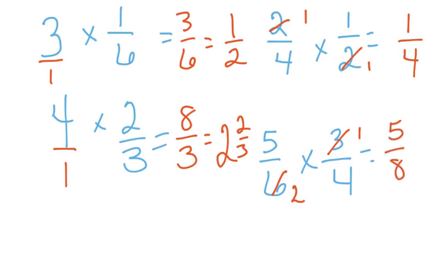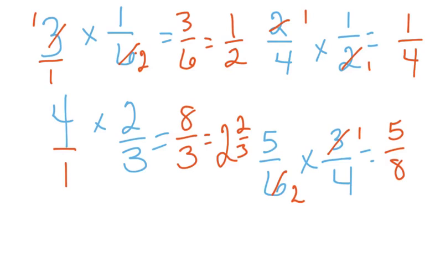Alright, so here we are. Hopefully you came up with these answers. I put my whole numbers over 1, and I multiply straight across. Please note also, I could have cross-canceled and said 3 is a factor of 6, so 3 divided by 3 is 1. 6 divided by 3 is 2, and got immediately to 1/2.